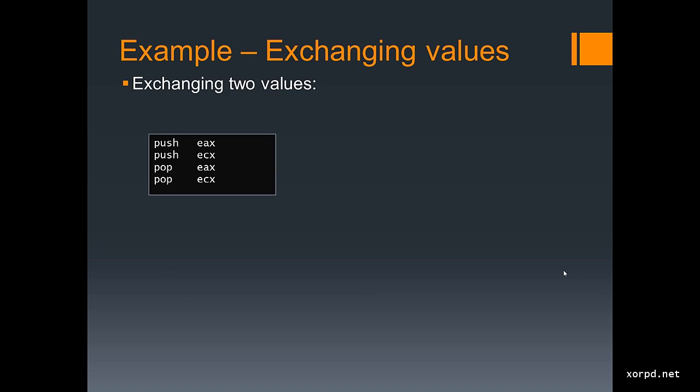Let's look at an example of exchanging values. We are going to exchange two values. In this example, we want to exchange the value of EAX and ECX. We want the values to switch. We could do it in some other ways. For example, we could do it with an intermediate register. But I just want to show an important example of using the stack. Using the stack, we can do it this way.